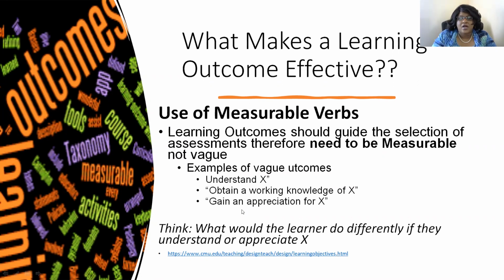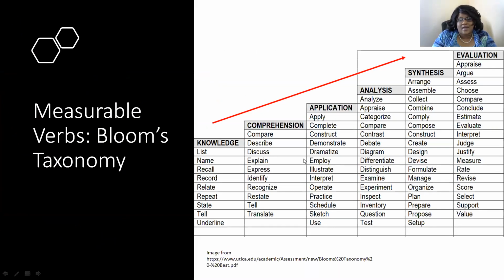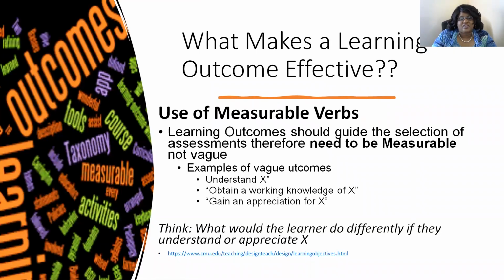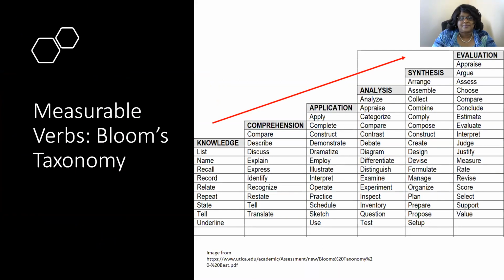But learning outcomes should guide the selection of assessments. Therefore, they need to be measurable, not vague. There are lots of vague outcomes: obtaining a working knowledge, gaining appreciation. It's really hard to determine if those are measurable. So it's good to think of the question, what would the learner do differently if they understood or appreciated X? Okay, so that makes it more effective.